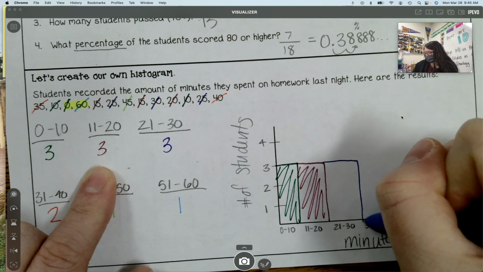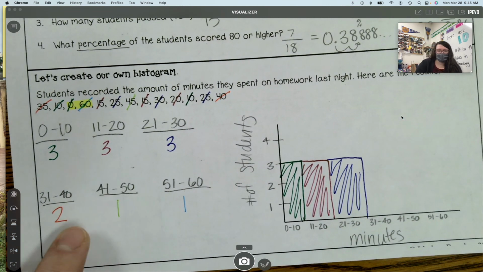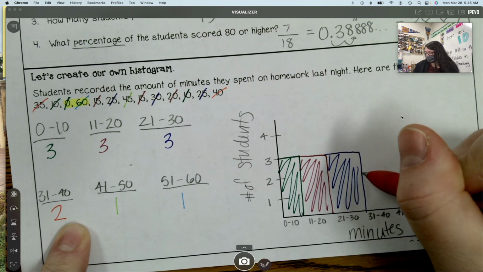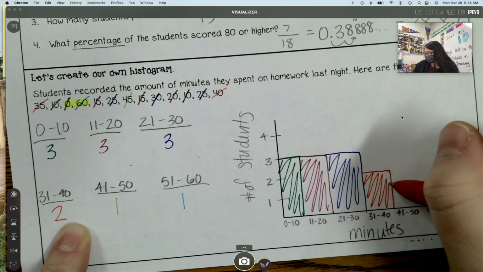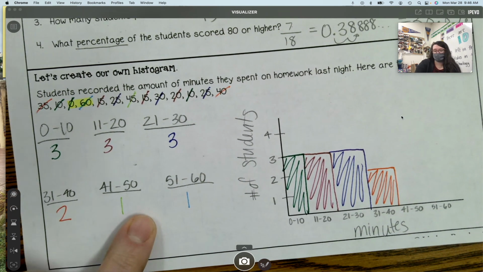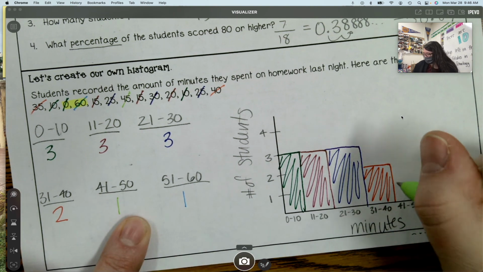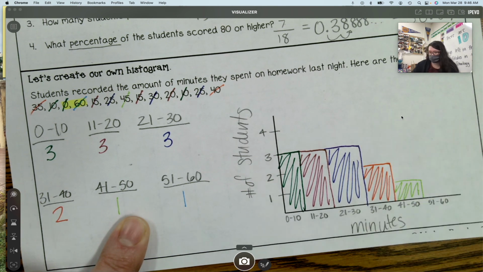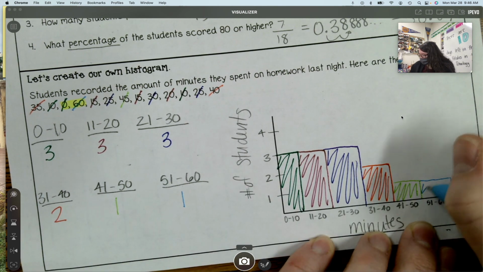And we just keep on going, working through all the different ranges. 31 to 40, that's when we see 2 students, so my bar size is going to change. And then again for my 41 to 50, now we only have 1 student, my bar size changes. And then the last one.